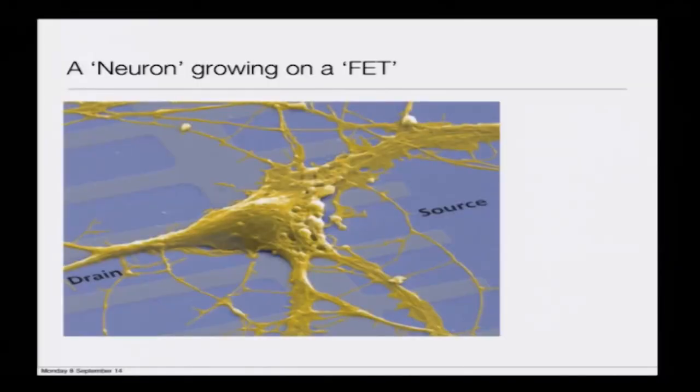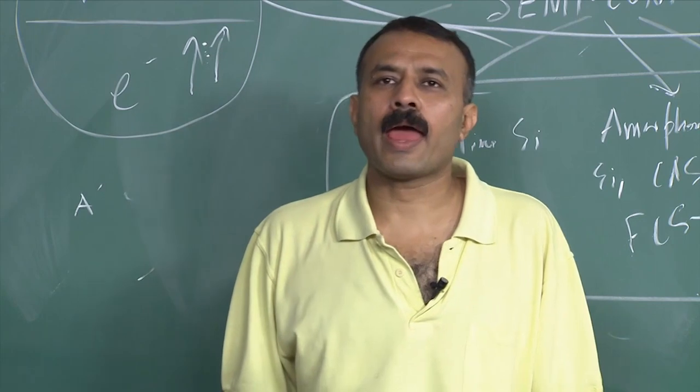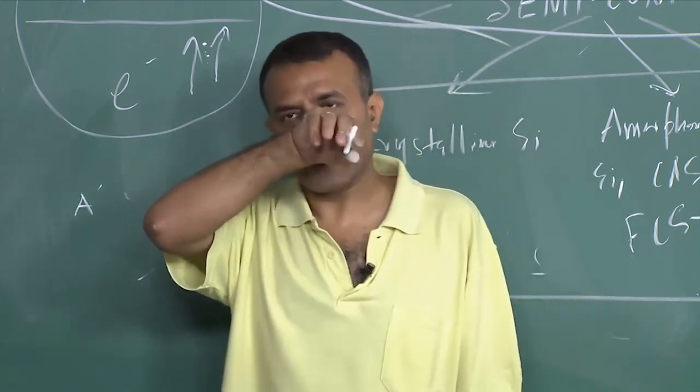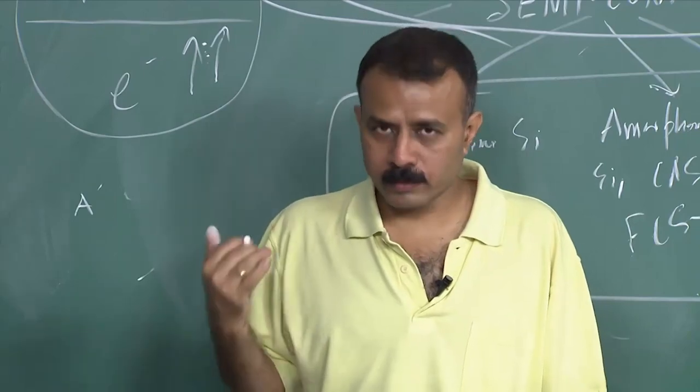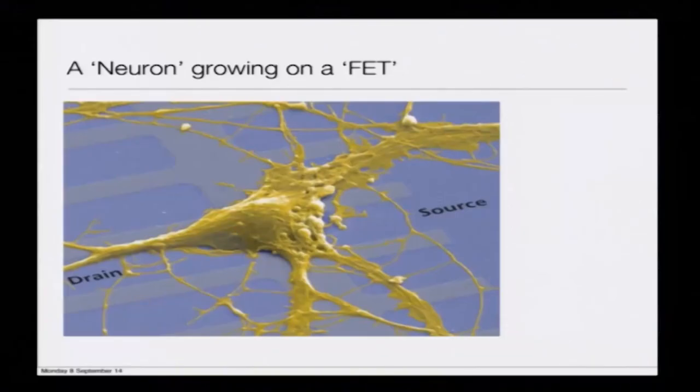Now here I will give you an example on the slide of how it looks. A neuron growing on a field effect transistor. In a field effect transistor there is a source, there is a drain, and in between you see this whole yellow thing, which is nothing but a neuron growing on a semiconductor device. We will talk in the coming slides about what a field effect transistor is, what is at the interface, and what we are really detecting. So now starts our journey of interfacing neurons on semiconductor devices.